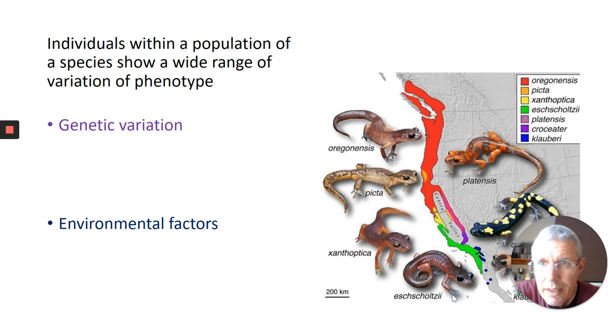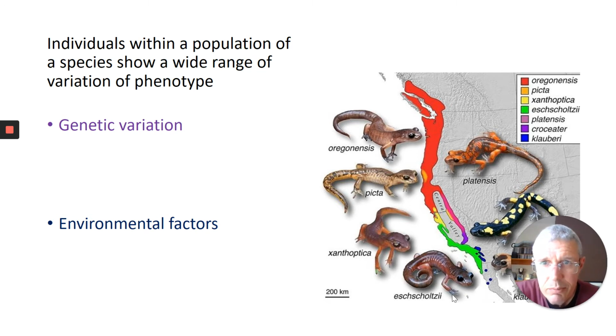Here's an example that we'll chat about. We'll maybe come back to this in a later PowerPoint. It was a classic natural selection example using Californian salamanders.